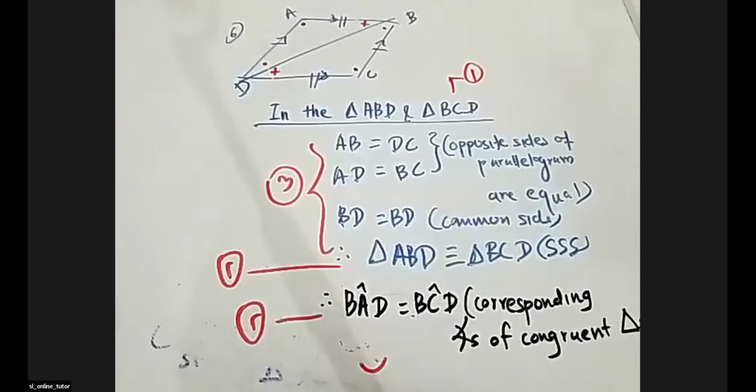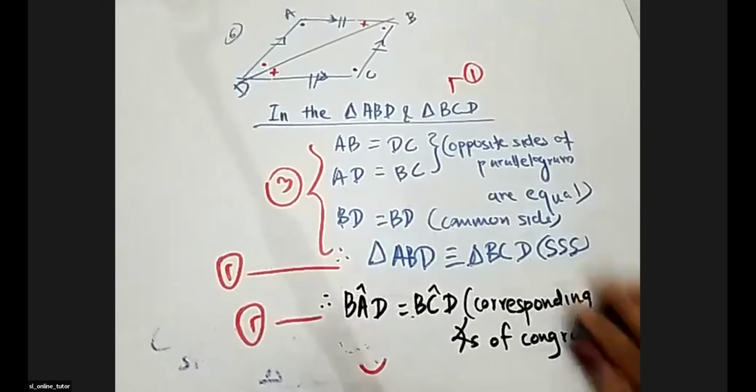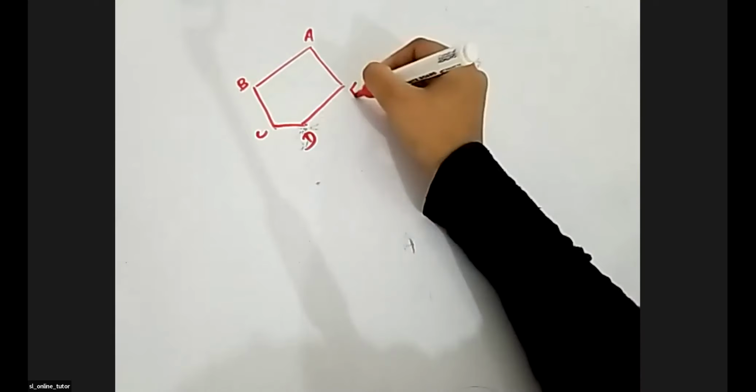Now we'll come to the next question. Question number 7. ABCDE is a regular pentagon. Pentagon means how many sides are there? 5 sides are there. 1, 2, 3, 4. So I'll draw a small pentagon. A, B, C, D, E.